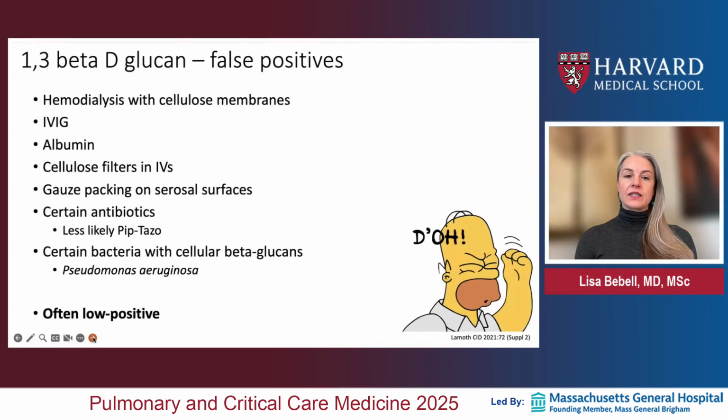Actually, certain bacteria with cellular beta-glucans can also cause false positives, especially Pseudomonas. So people bacteremic with Pseudomonas can have false positive 1,3-beta-D-glucans. It's important to keep that in mind. Again, they're usually low positive levels, which can be a tip-off, but you still have to work it up in your patient, especially if they fall in this population.